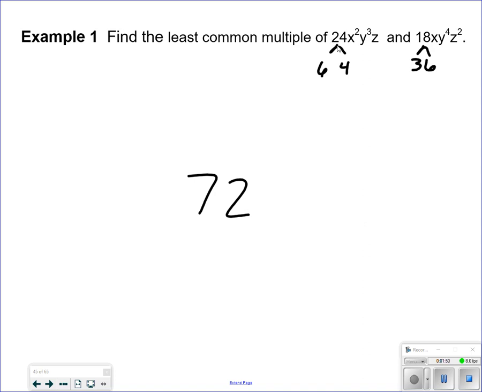And then for the letters, you're looking for the highest power of each one. So I need an x squared, because that's the highest power of the x. I need y to the 4th, because that's the highest power of the y. And I need a z squared, because that's the highest power of the z. So the least common multiple is 72x squared y to the 4th z squared. Now that works this way when it's monomials, single terms, with no plus or minus in between.